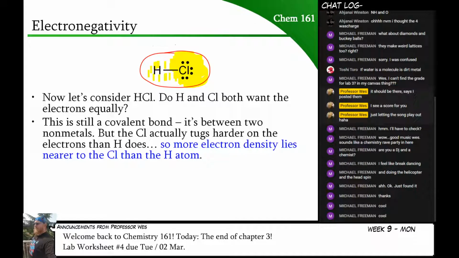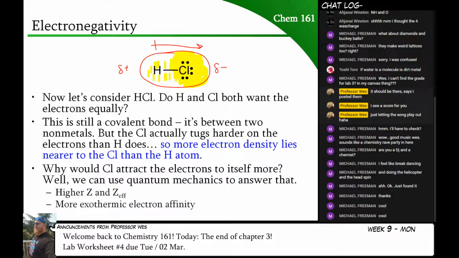Later on, we're going to represent that with something that looks like this, or something that looks like this. That's supposed to be a lowercase delta, to represent partial charges, where the electrons are more on the chlorine side than the hydrogen side. So it's kind of like I have half a charge, or a third of a charge, or something like that. Now, why does this happen?